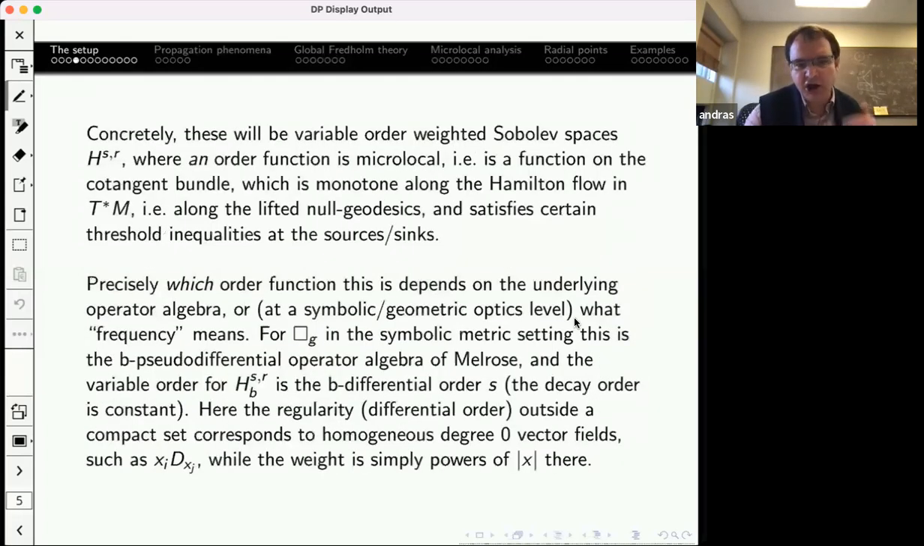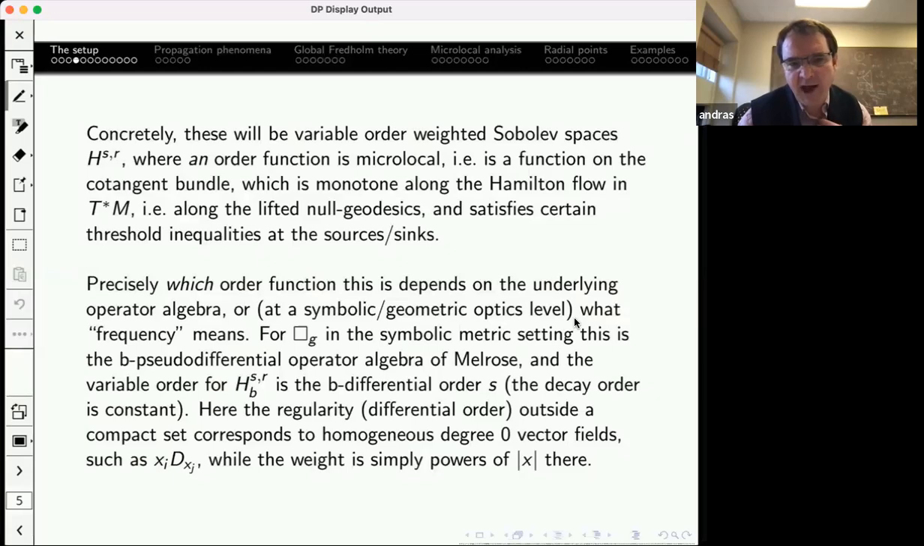Concretely, these function spaces will be Sobolev spaces, so derivatives in L2, and in fact they will be weighted Sobolev spaces. So there are two orders, an s and an r. s is the differential order, how many derivatives you have. Well, not in L2 because there's this weight. It would be a weighted L2 space, and the weight is a polynomial weight. At infinity, it would be like norm x to the power minus r, so x to the power r times the function u should be in L2.